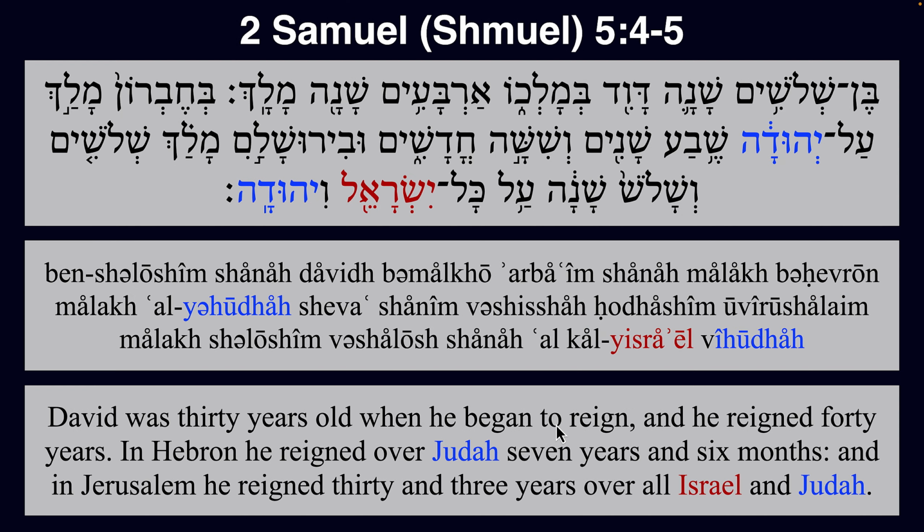Going further, in chapter 5 of 2 Samuel, we read that when David actually became the king, David was 30 years old when he began to reign, and reigned 40 years. In Hebron he reigned over Judah 7 years and 6 months, and in Jerusalem he reigned over all Israel and Judah. Behevron malach al Yehuda shev shanim, ushisha chodashim. Uvirushalayim malach sheloshim veshalosh shana, that is 30 and 3 years, al kol Yisrael veYehuda. So for 33 years he reigned over all Israel and Judah. So David began by ruling over Judah, and then afterwards he took over Israel and Judah, both of them together.